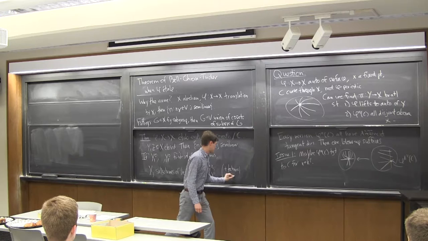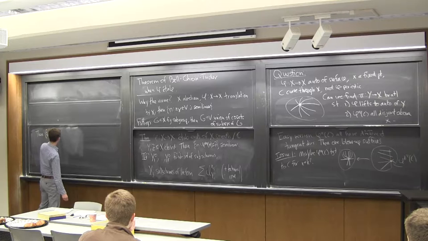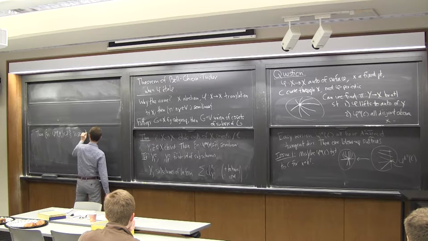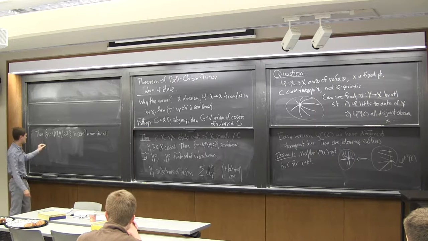Okay, so the theorem's continuing over here. The statement is that the set of n such that phi n of yj is contained in Z is semilinear for all J. So it's a union of arithmetic progressions, but these progressions don't get longer as you take thicker and thicker subschemes.